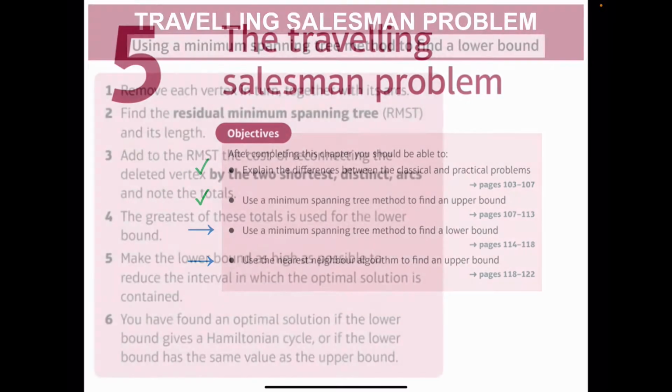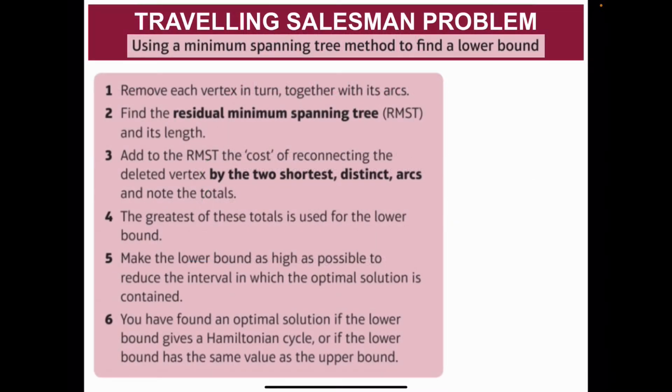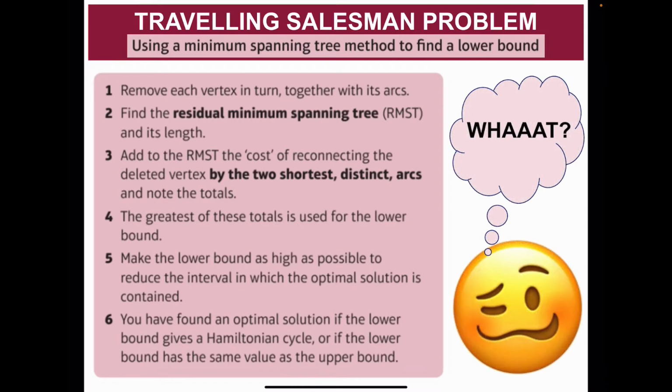So let's look at the first objective, and that's using the minimum spanning tree method to find the lower bound. If you read through, you might get confused by several new words, such as finding the residual minimum spanning tree and then adding the cost of reconnecting the deleted vertex. So I would just say you can pause the video and read through, but I will explain it point by point directly on the example.